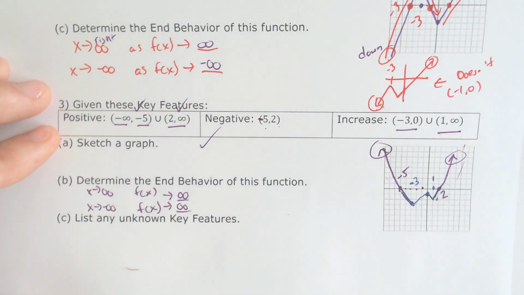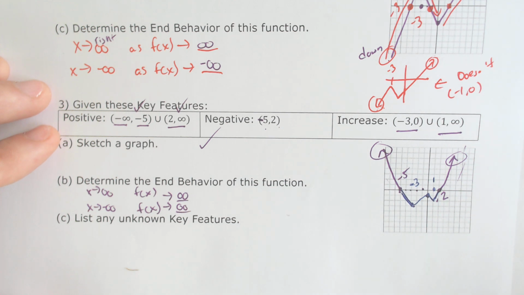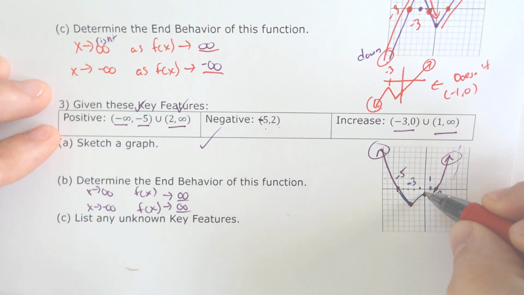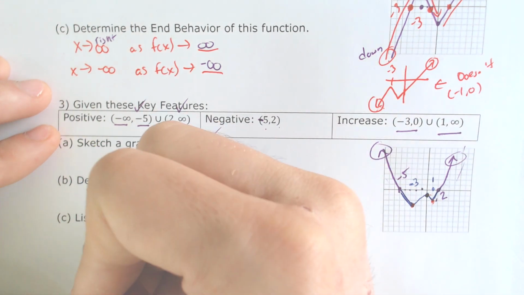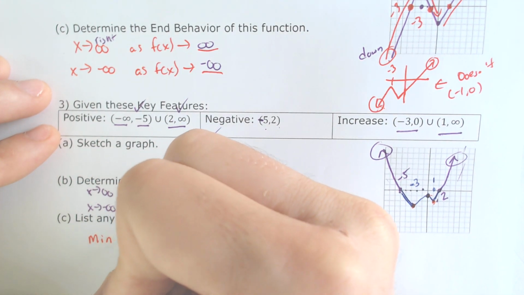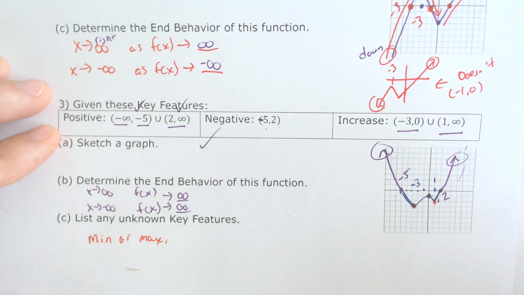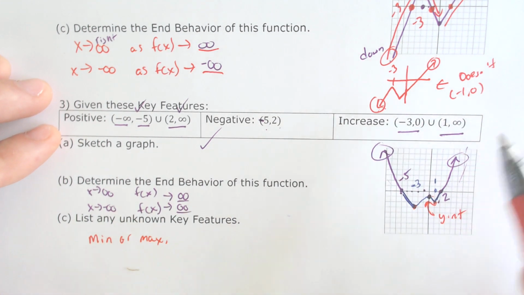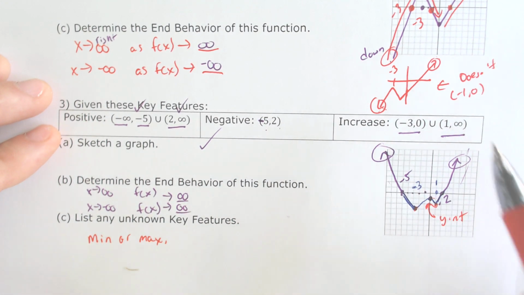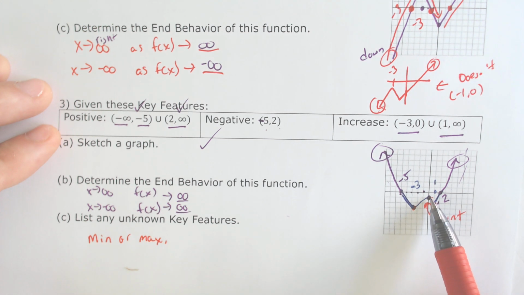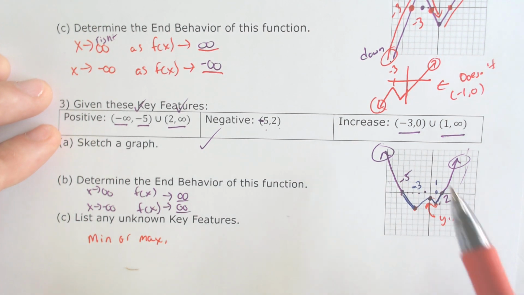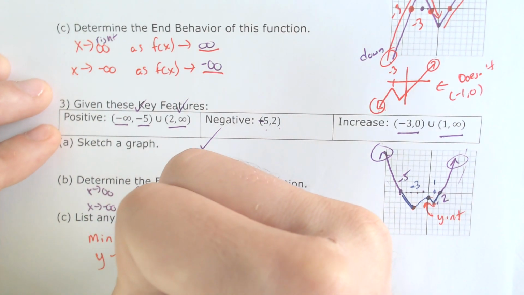List any unknowns for this graph. Well, one thing that's unknown is we don't know what these mins and maxes are. So we don't know what the mins or maxes are. And we also don't really know where this y-intercept should be. We know that it is increasing from -3 up until 0 for x, but we don't know where that x value is. Is it where I have it? Is it further down? We don't know. We also don't know the y-intercept.